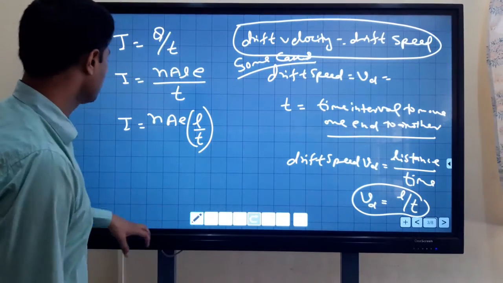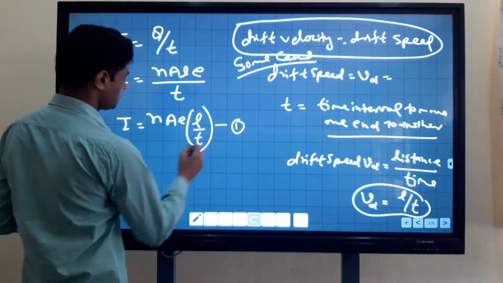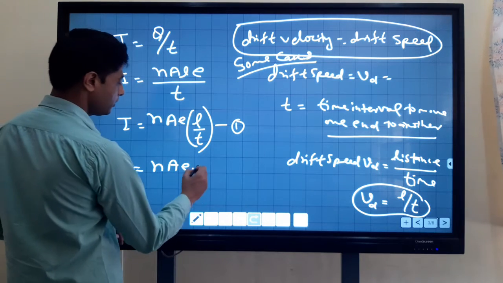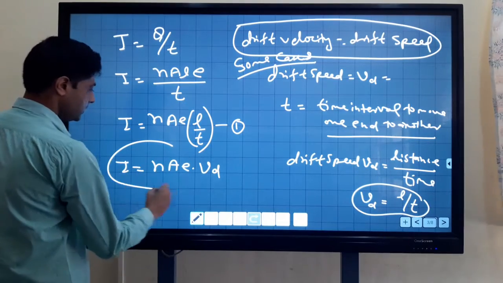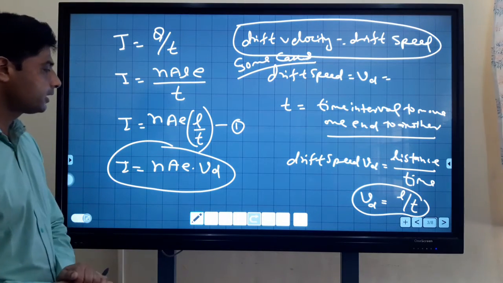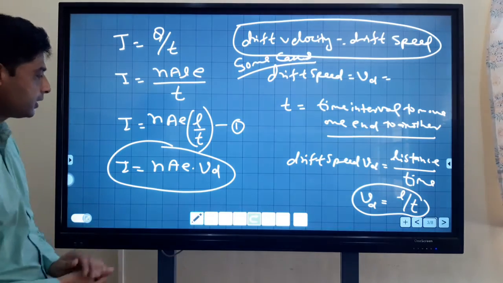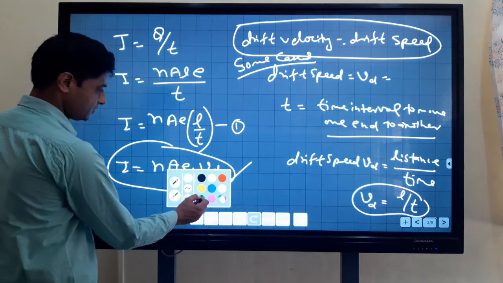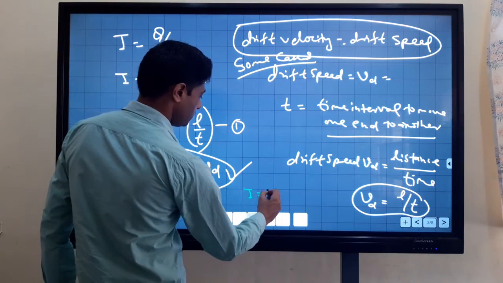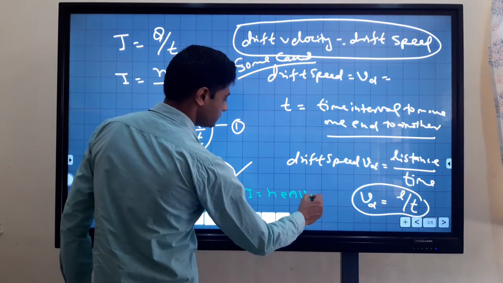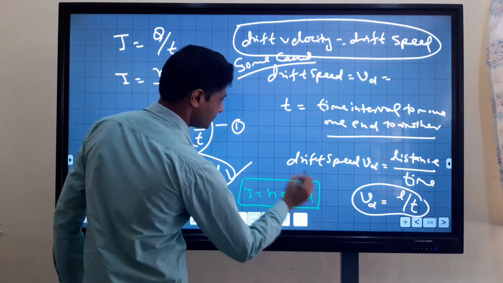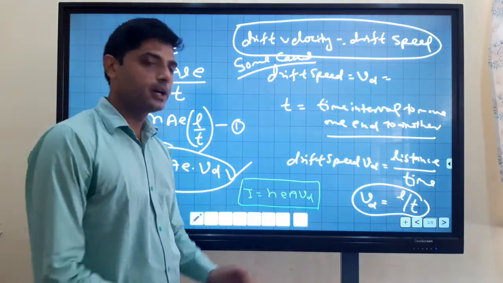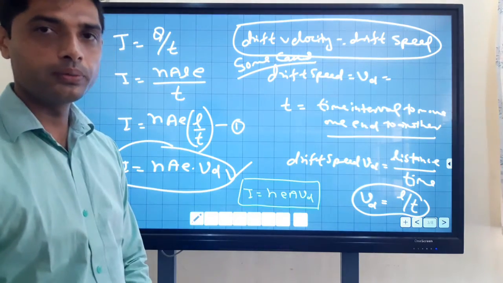So by putting this value in the first equation, I equals nAe into Vd. That is the relation between current and drift velocity: I equals neA Vd. That is the important relation to find the value of current and drift velocity. Okay, I hope you understood.